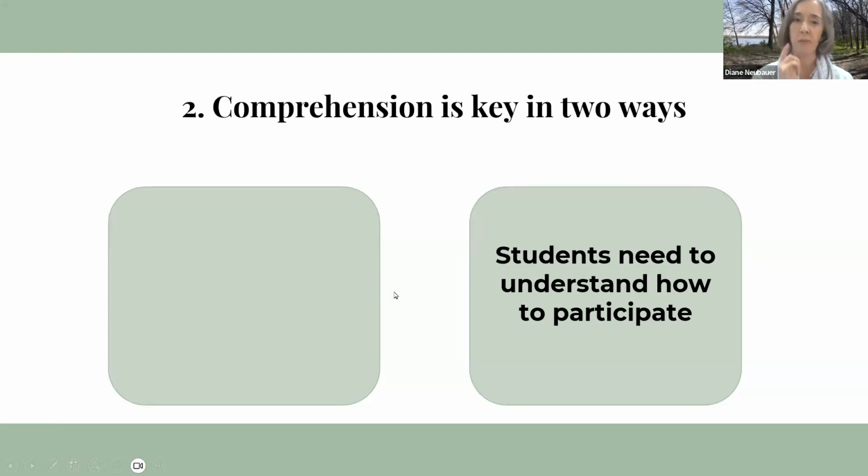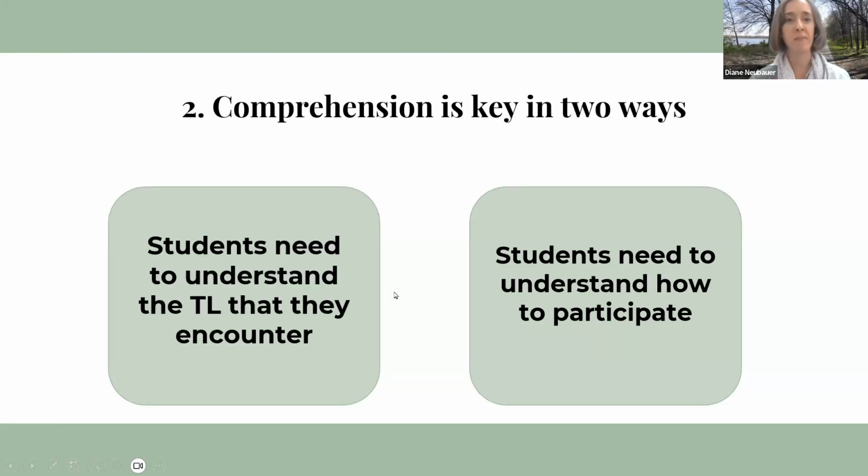And interesting, what happened to my slide here? There we go. My next point would be that comprehension is key in two different ways. One that might be on your radar, thinking, well, target language use, that's what the TL stands for. The language that I want my students to gain from my class, they need to understand that as it happens in the class. So a lot of us are thinking that way. We're thinking about comprehensible input.